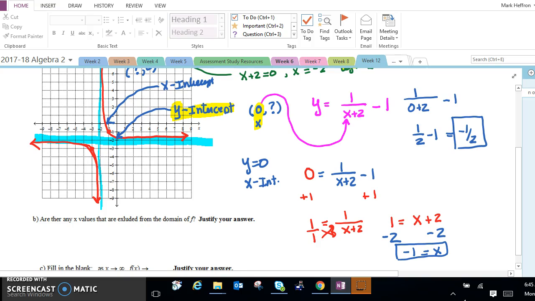So my x-intercept is x equals negative 1. My y-intercept is y equals negative 1/2.